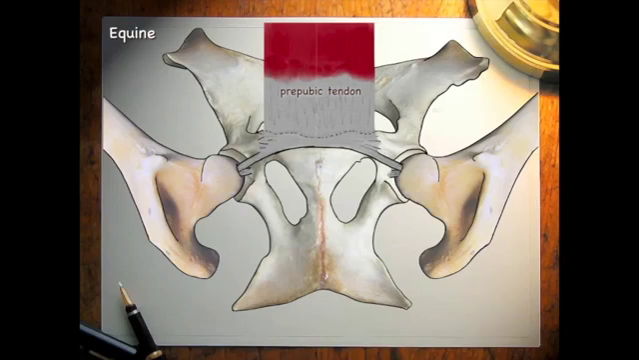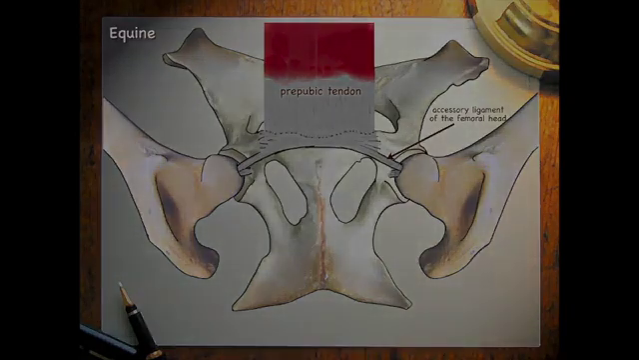From either side in the horse, we find that the prepubic tendon is going to give off the accessory ligament of the femoral head. Remember, that's going to run in that pubic groove on the skeleton. Along with the ligament of the femoral head, this is going to help secure the femur in the acetabulum so we don't get luxation.